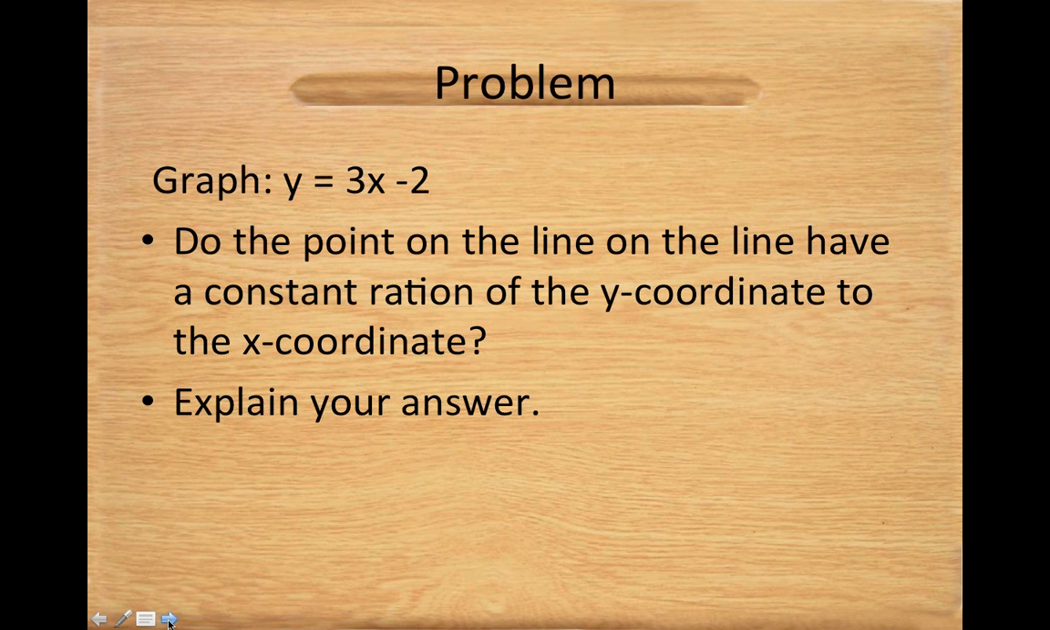Okay, so here would be a problem. Y is equal to 3x minus 2. Do the points on the line have a constant ratio? What did I type here? Oh, I must have been really sick when I typed this one. Of a constant ratio of the y coordinate to the x coordinate. Explain your answer. So again, we're getting them into, not only could I graph this, can I look at the lines? Could I explain the answer? Can I explain to someone, in mathematical terms, what I am doing here?